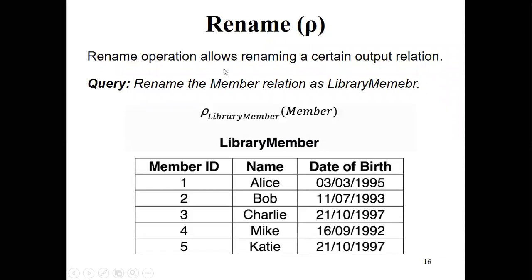So here what is asked? Rename the member relation as library member. I just use rho, with the new relation name and the existing relation name. If I write like this, the member relation name will be converted to library member. This is the rho symbol, the rho operator or rename operator. We use it to rename the name of a relation.